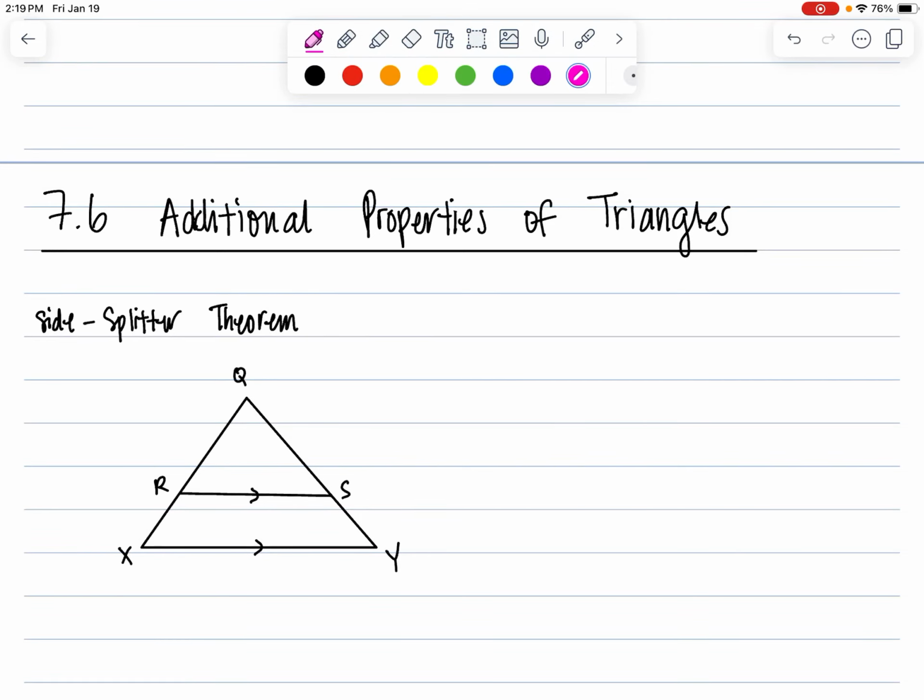Hello and welcome to 7.6, additional properties of triangles. We're going to skip 7.5 for now because I think this is going to be a little bit easier to do, and then we'll wrap up the chapter with 7.5.